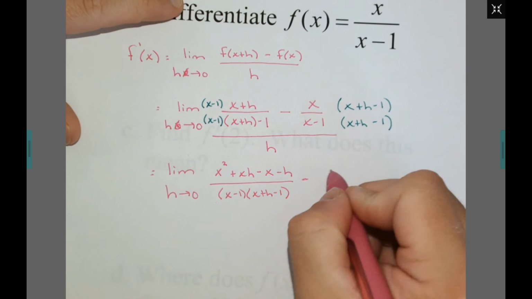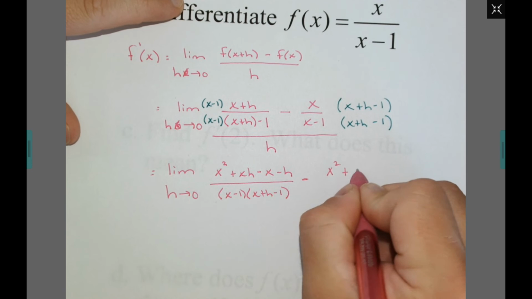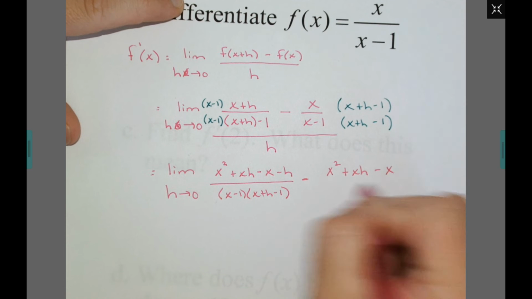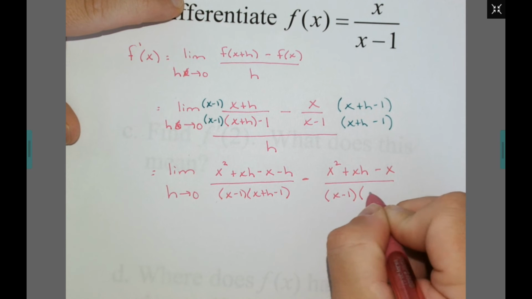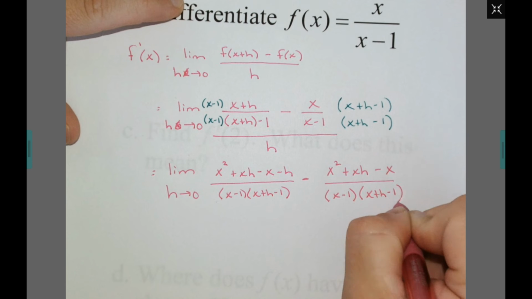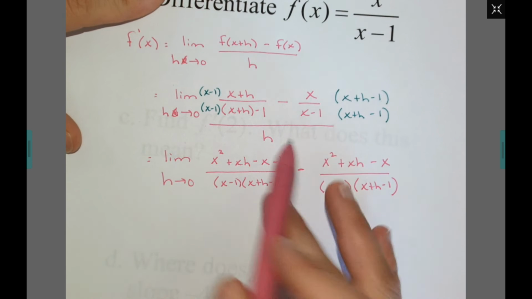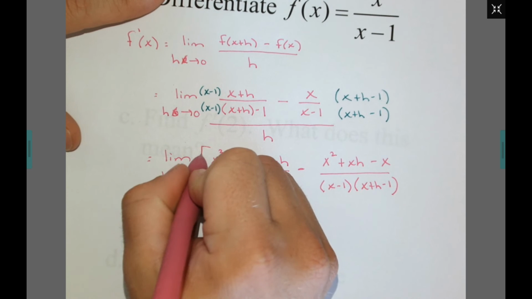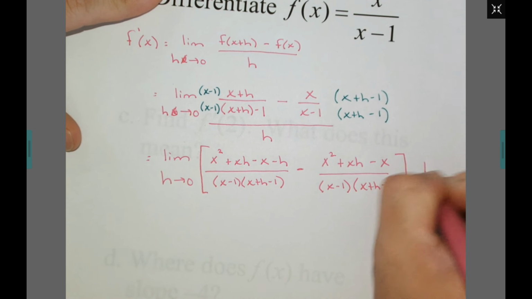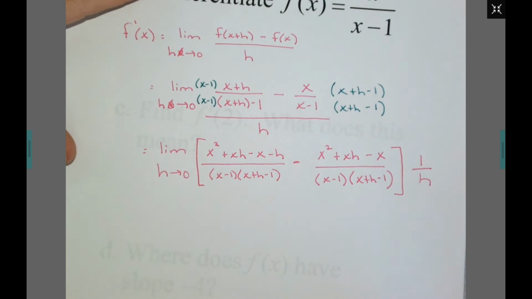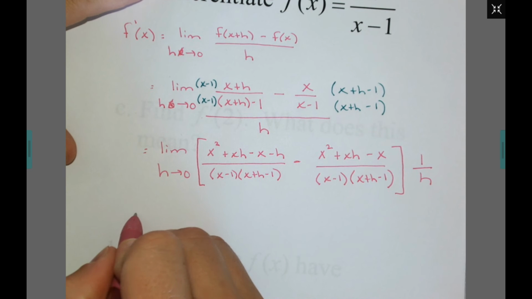Second one, I got minus. Distributing that x in, it's going to give me an x squared plus xh minus x. Denominator, again, I'm not going to bother multiplying out. Since this is getting pretty messy here, instead of putting the over h down below, I'm just going to write it that I'm multiplying this whole mess by 1 over h. Remember, multiplying by 1 over h is the same as dividing the whole thing by h.